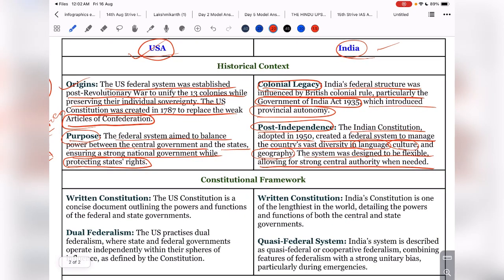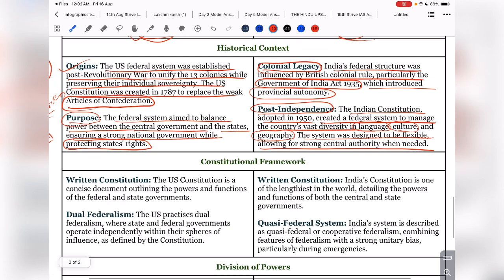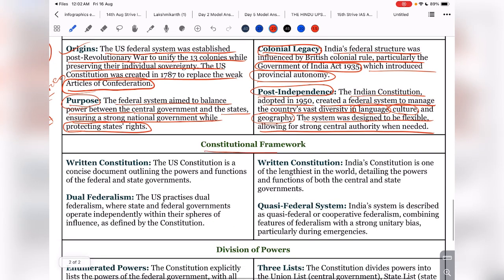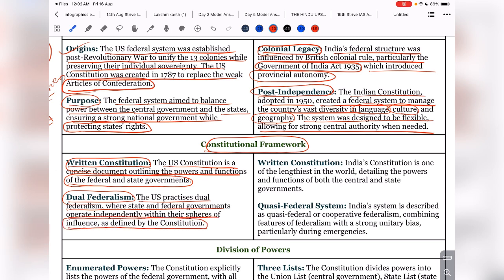The next is the constitutional framework. Written constitution: the USA Constitution is a concise document outlining the power and function of the federal and state governments. Then dual federalism. The USA practices dual federalism, where state and federal governments operate independently within their spheres of influence as defined by the constitution. That means both the state and the central government, or federation government, operate independently. There is no influence of one government over the other. Both are supreme in their spheres, and being a written constitution, their powers are clearly defined in the USA.